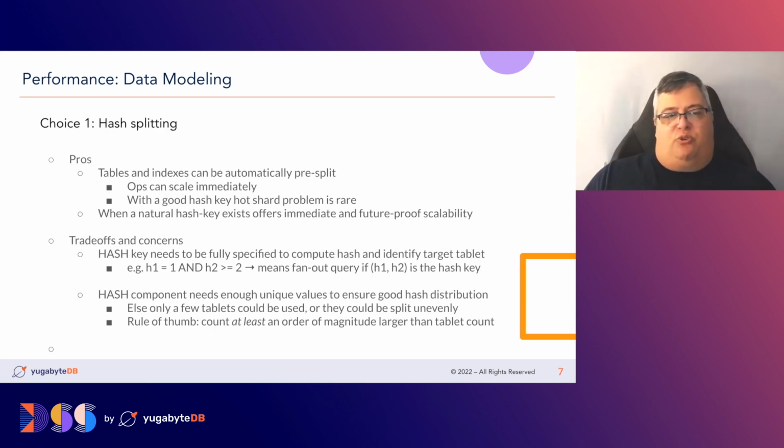So our first choice is hash splitting. Let's talk about some of the pros of hash splitting. Tables and indexes can be automatically pre-split.